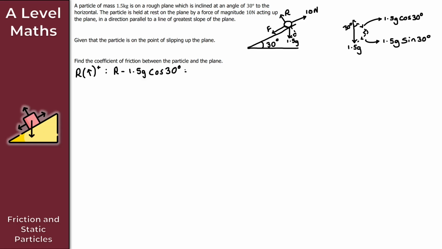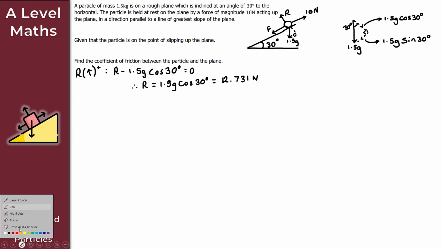And this here will be equal to 0. So we want to find the value of R here, the normal reaction between the particle and the plane. So in that case, add 1.5 g cos of 30 degrees to both sides. R is equal to 1.5 g cos of 30 degrees, like so. So just evaluate this using your calculator. And what I get is 12.731 newtons.